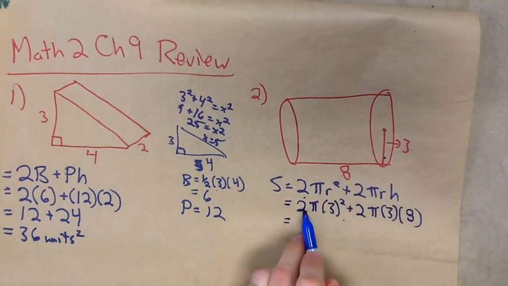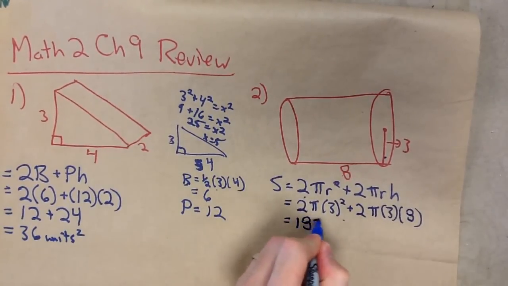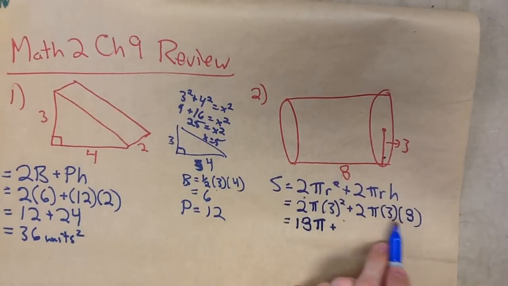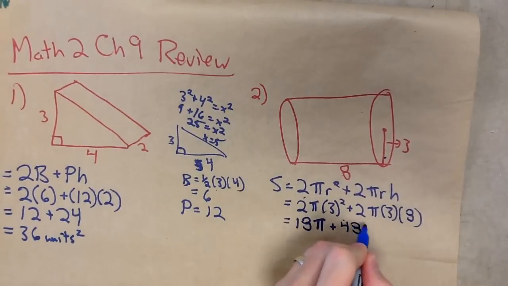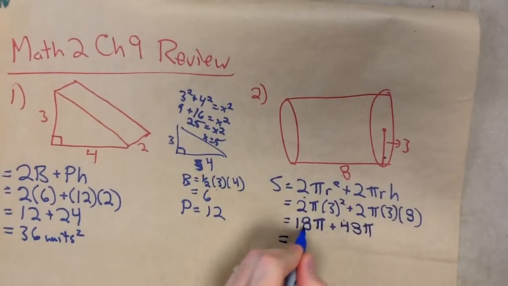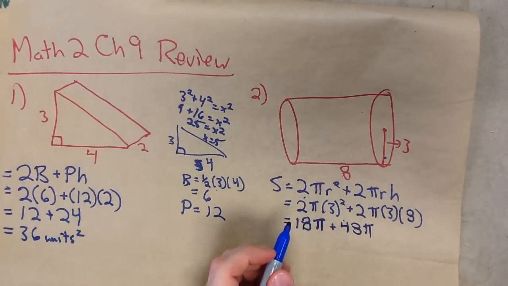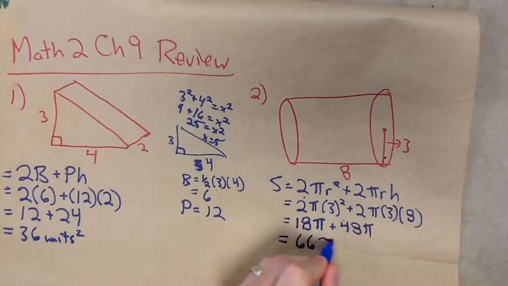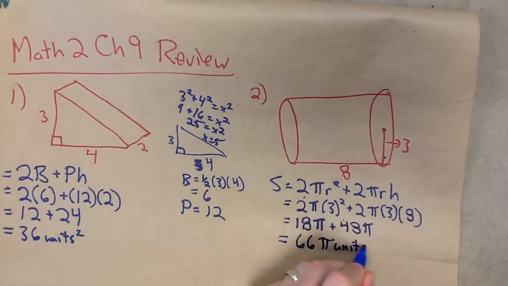3 squared is 9, times 2 is 18. 3 times 8 is 24, times 2 is 48 pi. So we add these two together, and I get 48 and 18 is 66 pi units squared.